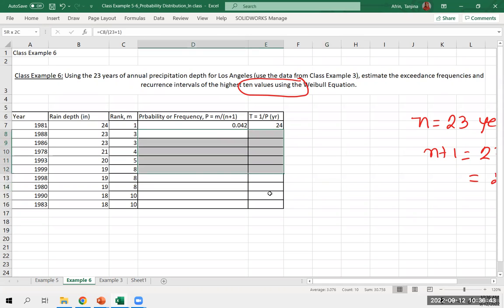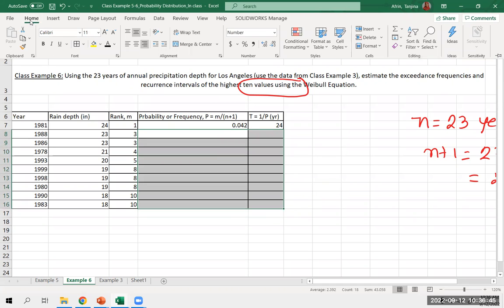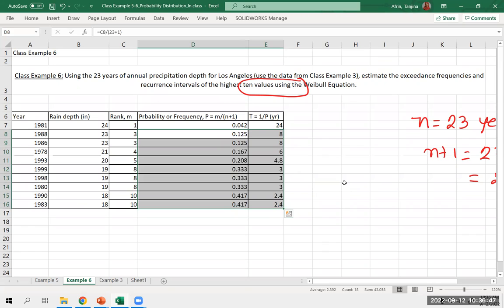Okay, so all the numbers here. Just check your numbers if you got that or not. We have less than 15 minutes. We will try to do something for class example 7. I'm pretty sure you will be able to complete that, but that's fine, as long as we make some progress.